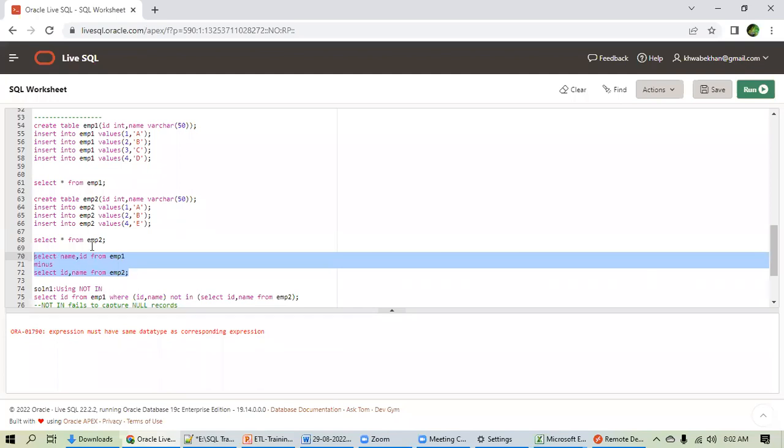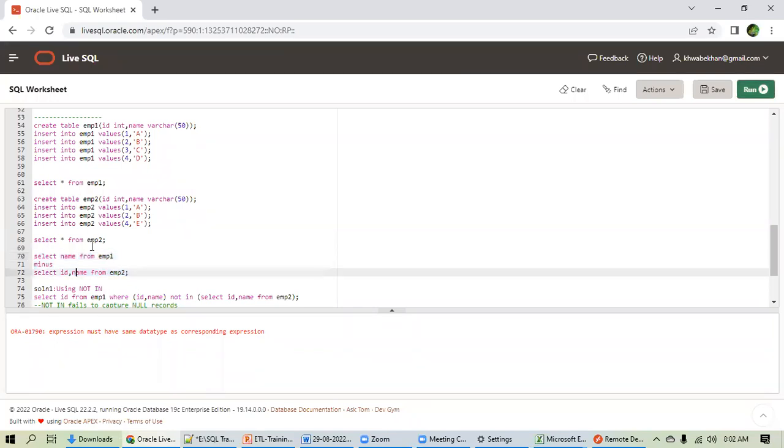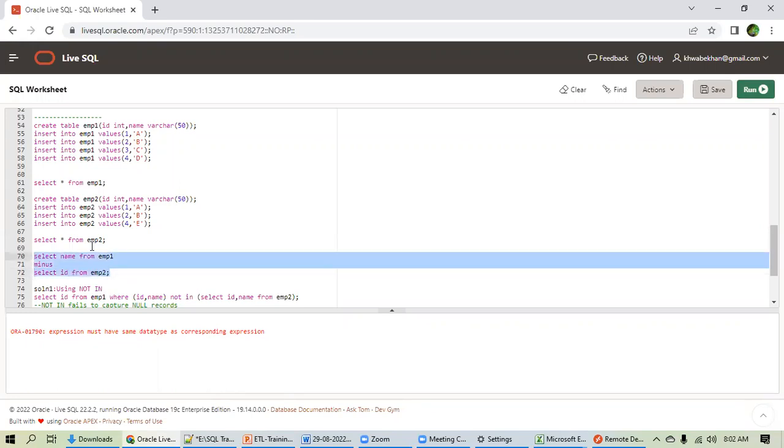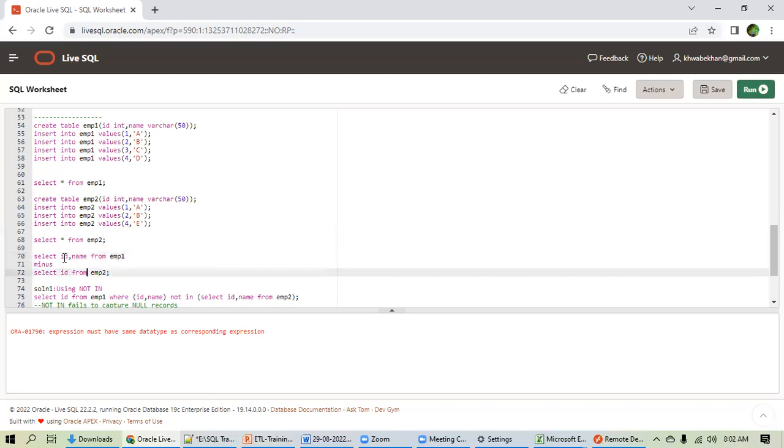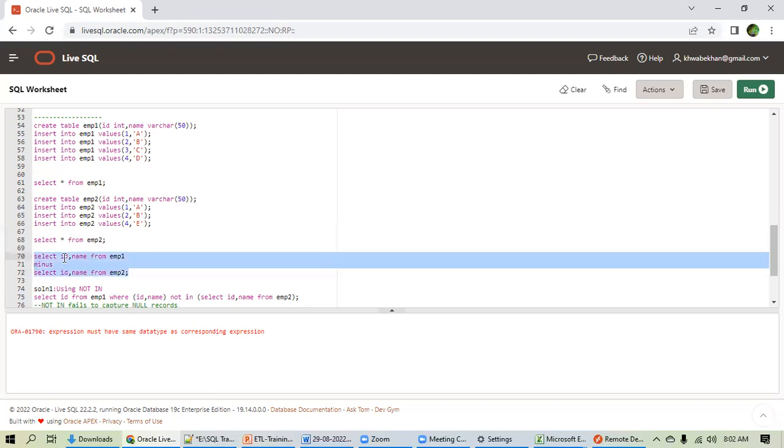Or suppose I have name here and ID here. I will execute this, what will be the output? Error. Why? Data type is different. Okay, so what we learned in minus is that whenever you're using columns, the corresponding columns must have the same data type. Now, when I've written ID comma name here, and ID comma name here, what about this query?